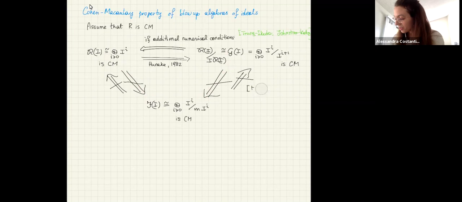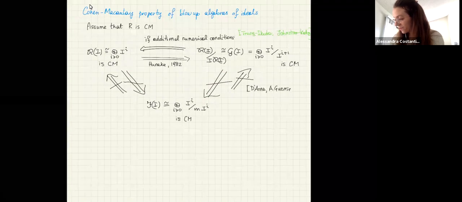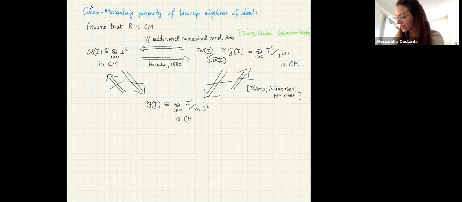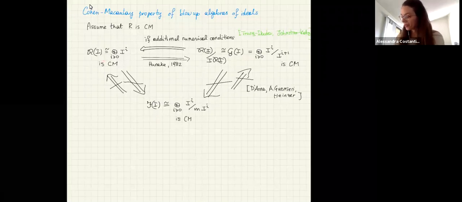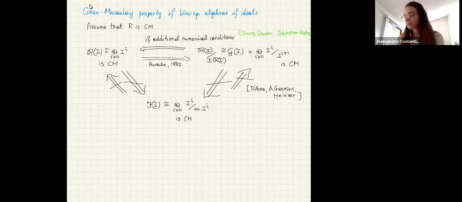Sorry, let me list in alphabetical order: D'Anna, Guerrieri, and Heinzer. And this is still 1999, I believe. So they construct an example of an ideal whose fiber cone is Cohen-Macaulay, but the Rees algebra and the associated graded ring are not. And in general, determining when the associated graded ring and the fiber cone are Cohen-Macaulay are really two different stories. The techniques used in the two cases are very different.